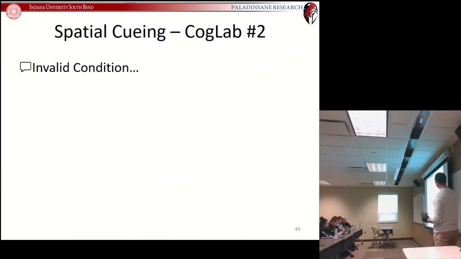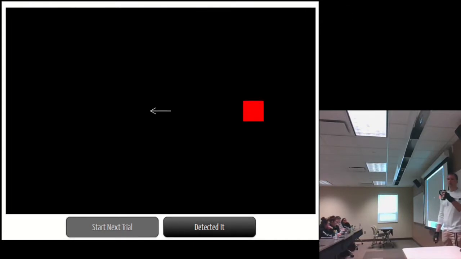And then finally, in the invalid condition, same thing, you fixate on the center. When the arrow comes, you don't move your eyes to the other location, you stay fixated, and then we have a target, but this time it pops up in the wrong area. So the question is, in this case here, how long is it going to take you to click detect it when the arrow lied to you and sent you into the wrong location?